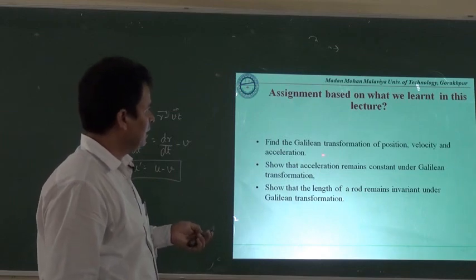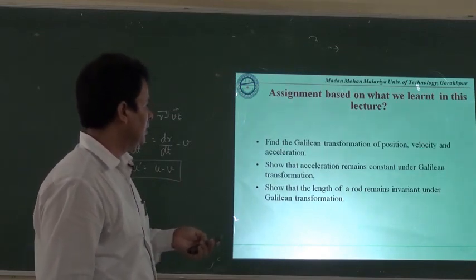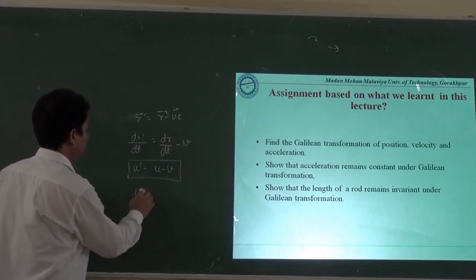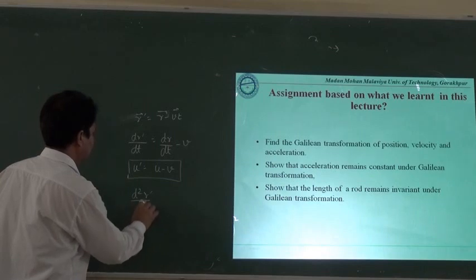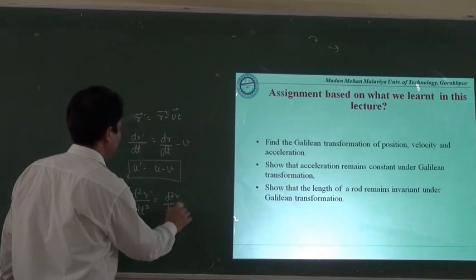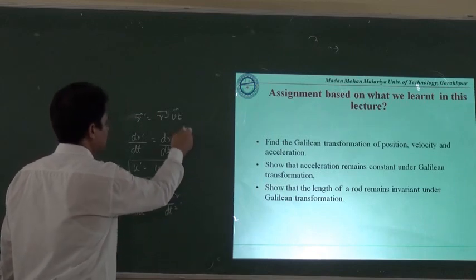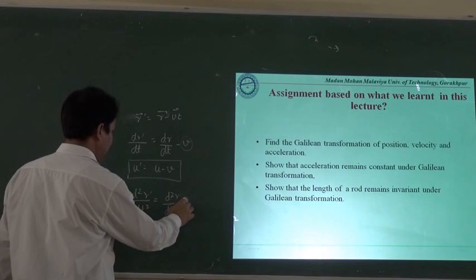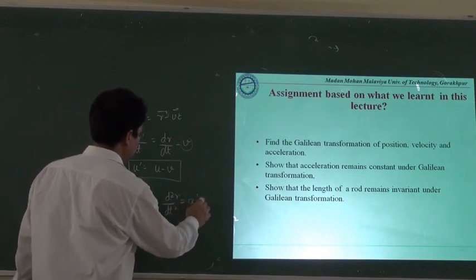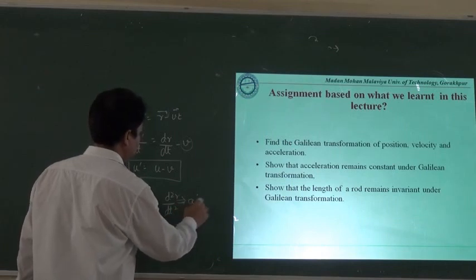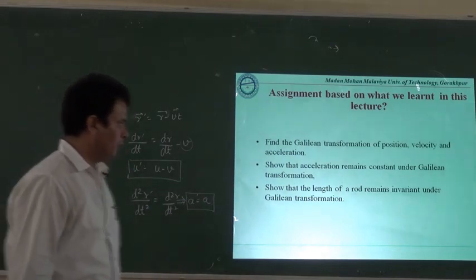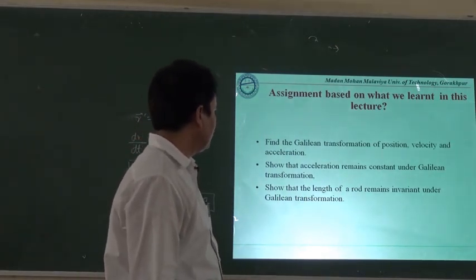That is the Galilean transformation for the velocity. And if we differentiate further with respect to time, then d2r dash upon dt2 is equal to d2r upon dt2, because v is a constant quantity, so its derivative is 0. And finally we have a dash is equal to a, meaning that the acceleration of the body remains as such.